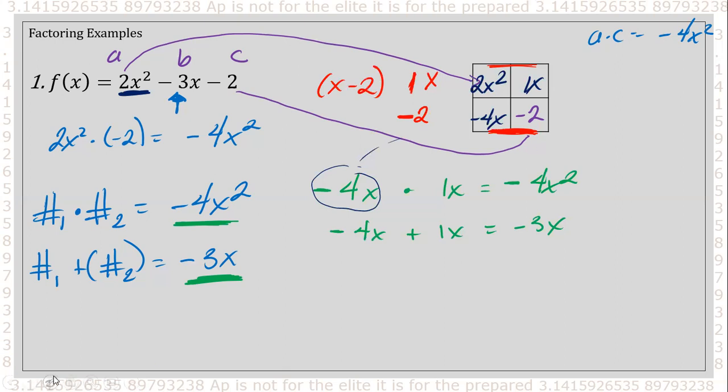Alrighty, let's go ahead and go vertically. So vertically right here, what do these two terms have in common? The 2x squared and the negative 4x. So hopefully you're able to see that they're both even, so they have a 2. Then they both have an x.